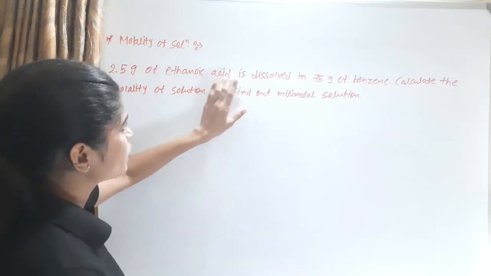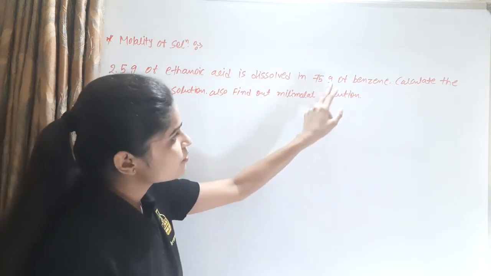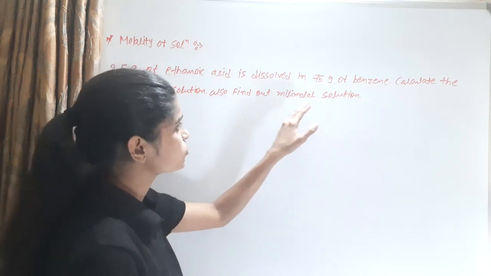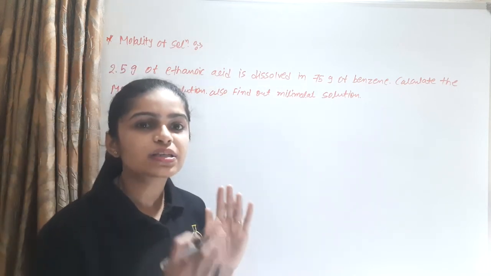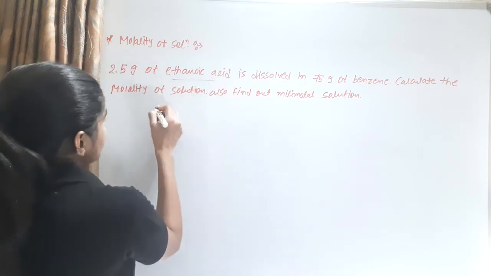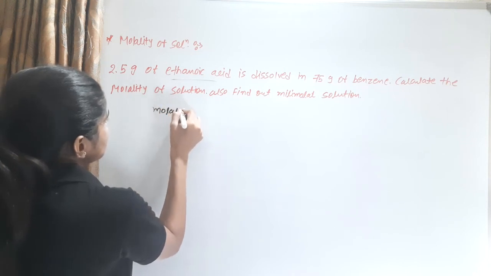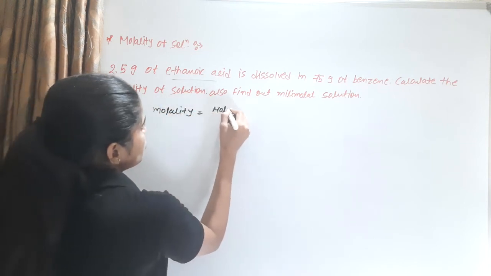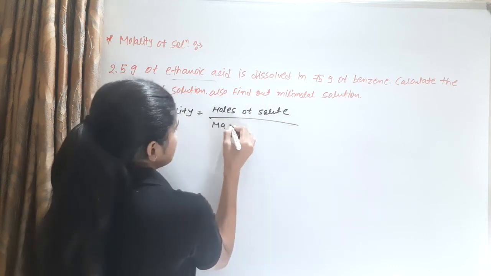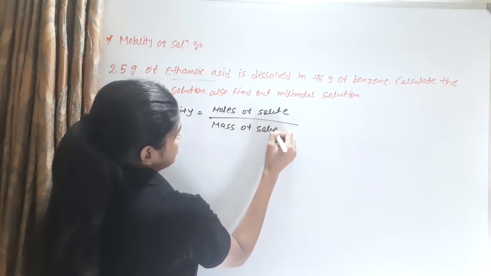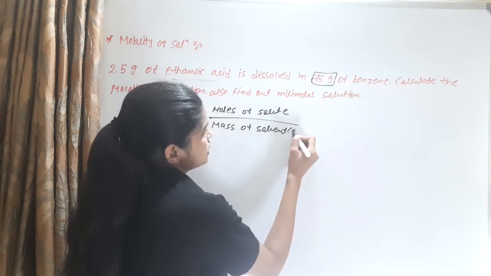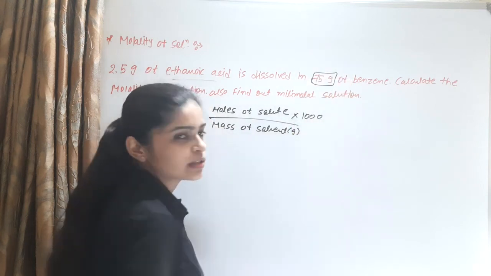2.5 gram of ethanoic acid is dissolved in 75 gram of benzene. Calculate the molality of the solution and also find the millimolality. First, given is 2.5 gram of ethanoic acid. On the basis of molality, it is equal to moles of solute divided by the mass of solvent. The mass of solvent is given in gram, so it is multiplied with 1000.